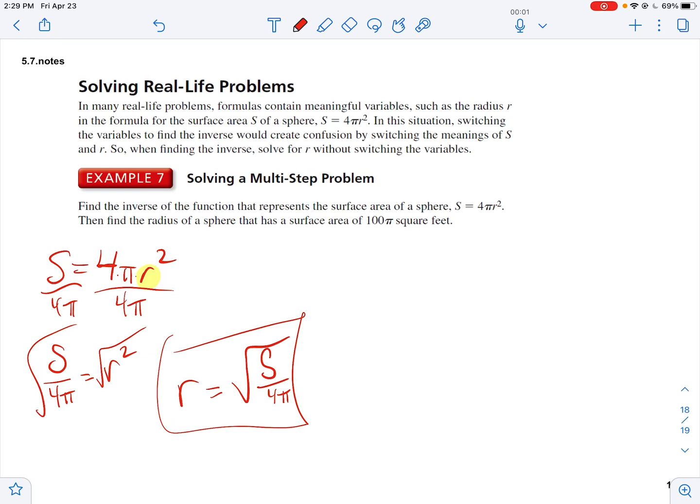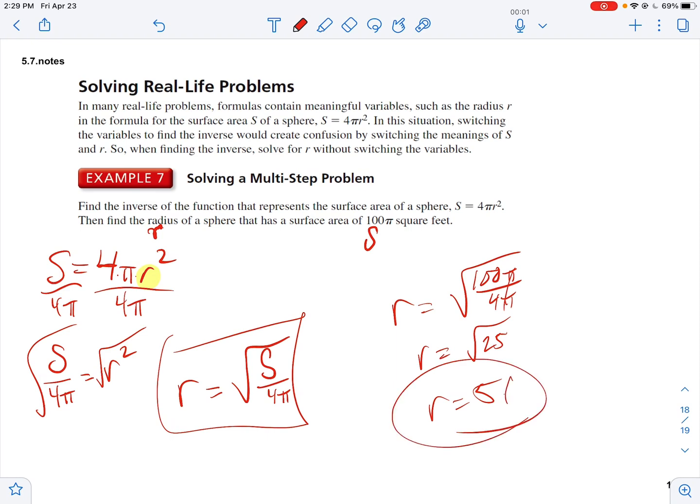Then it says find the radius, find r, of the sphere when the surface area, S, is 100 pi. So all I got to do is say r equals the square root of 100 pi divided by 4 pi. Well, those cancel. R equals the square root of 4 into 100 is 25, 4 quarters, right? And the square root of 25 is 5. I don't need the plus or minus because it's distance. It's a radius. There's only positive distance. So it's just 5 feet.